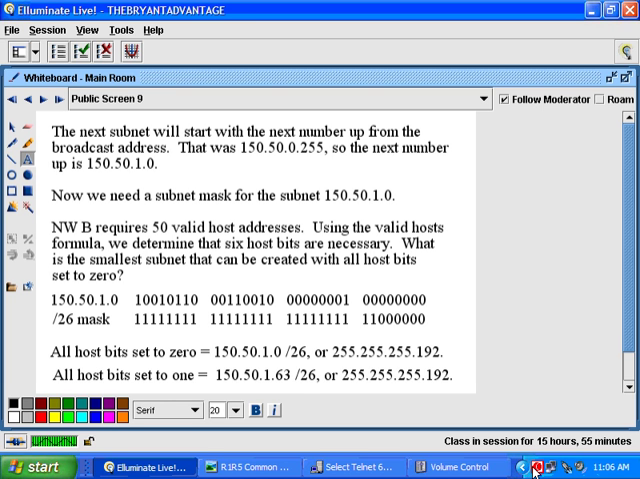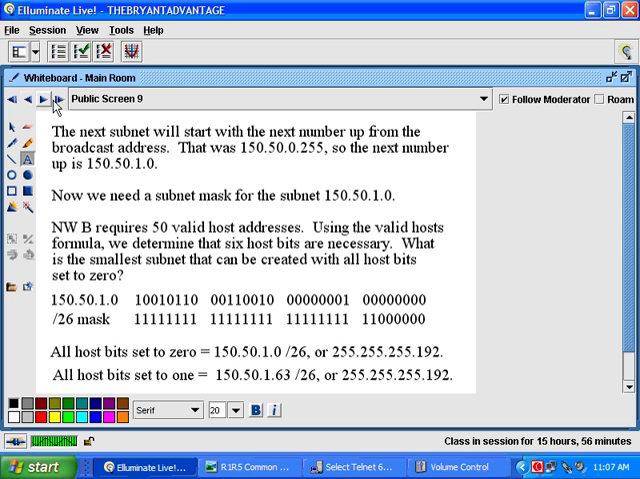What if all the host bits are set to 1? You've got 6 host bits at the end of that address, and if they're all set to 1, the value is 63. Because remember, we're going 128, 64, 32, 16, 8, 4, 2, 1. If all the host bits are set to 1, we get 1.63, 63 for the final octet. And that is our broadcast address. Those two addresses right there are the two that we cannot assign. Everything in the middle from .1 to .62 are valid addresses.